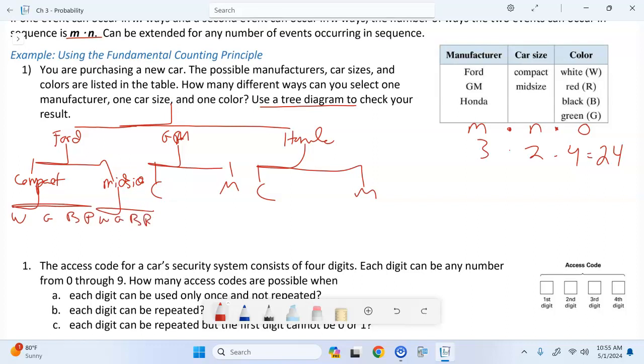I'm running out of room here. There we go. White, green, black, and red. White, green, black, and red. I could do that for every single one and then count up how many ending nodes I have, and it's going to give me 24 because I've got 4 here and 4 more here and 4 more here, and so on, to give me 24 different combinations. So our fundamental counting principle speeds up that process for us to look at the total number of combinations.